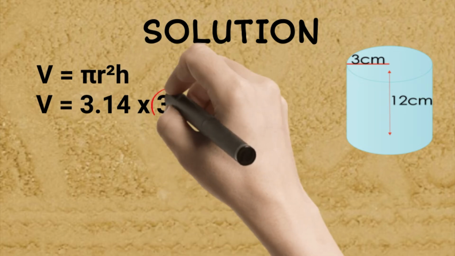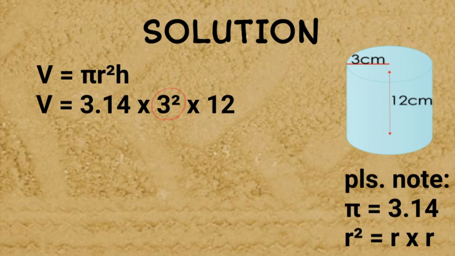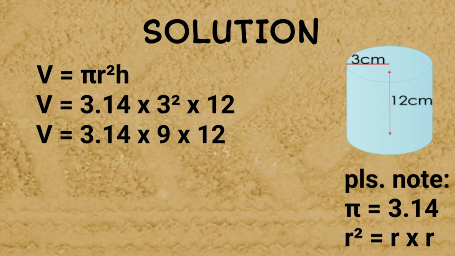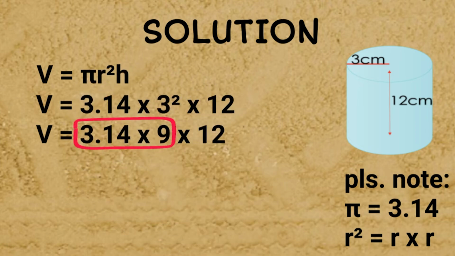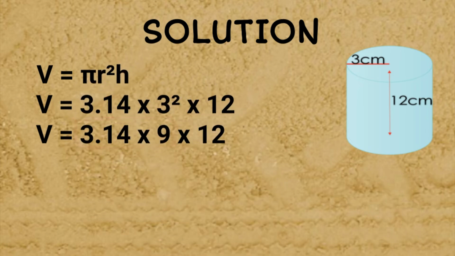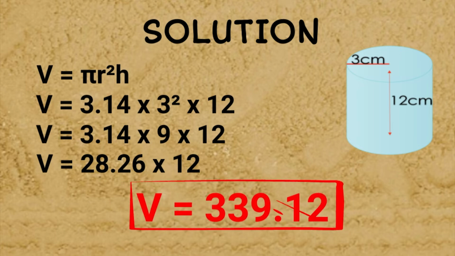Using the GEMDAS method, we need to solve first for the exponent. 3 raised to 2 is equals to 9. We can therefore rewrite it as 3.14 times 9 times 12. After solving for the exponent, let's solve for the 3.14 times 9. 3.14 times 9 is equals to 28.26 times 12. 28.26 times 12, and the answer is 339.12. Let's move on to step 4.